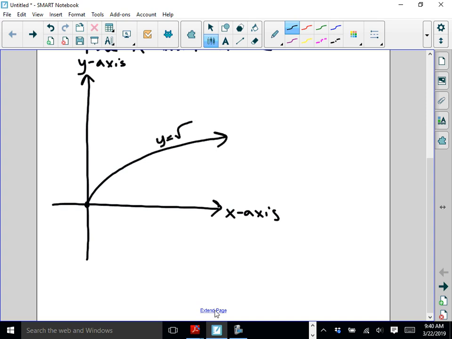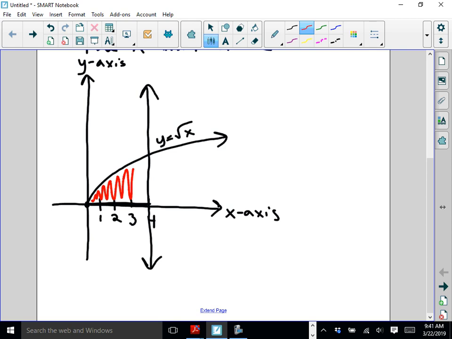I also have the vertical line, x equals 4, so 1, 2, 3, 4. That's a vertical line here at 4. And I have the other bound as the x-axis, so just right here. So here is my region right here. I'll just kind of shade it in here. There's my region right there.